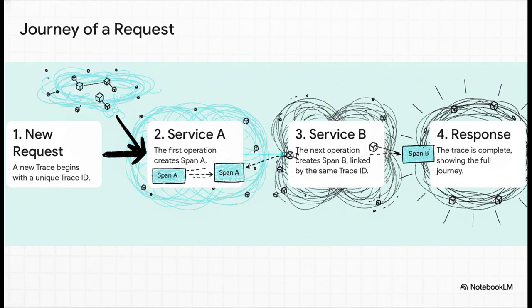And here you can see it all in action. A request hits your system, boom, a new trace is born with a unique ID. As it moves over to the user service, that's span A. Then, when the user service has to call the product service, that's span B.